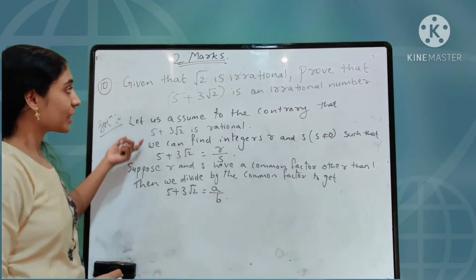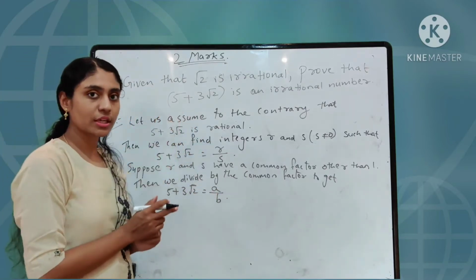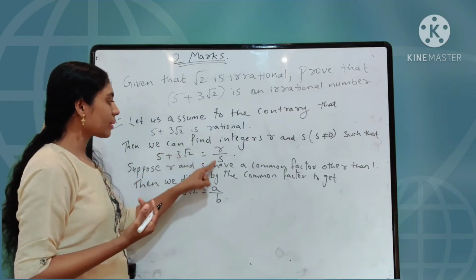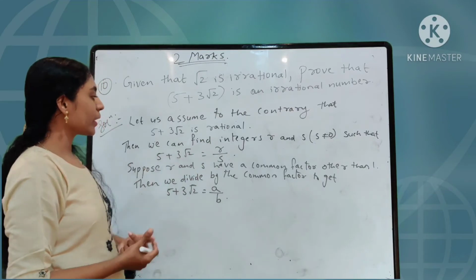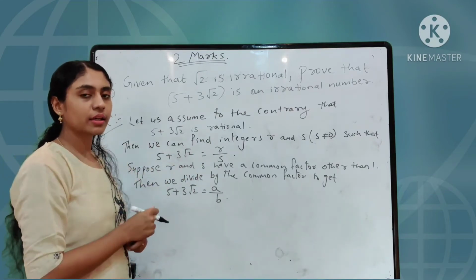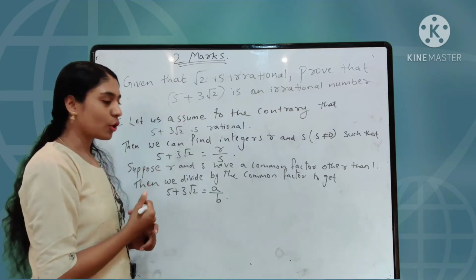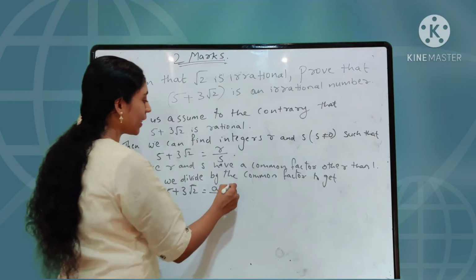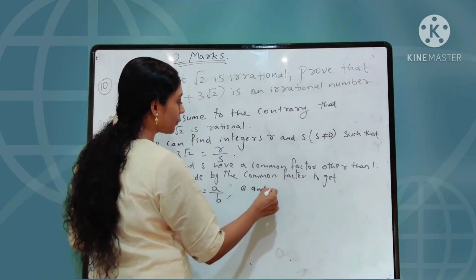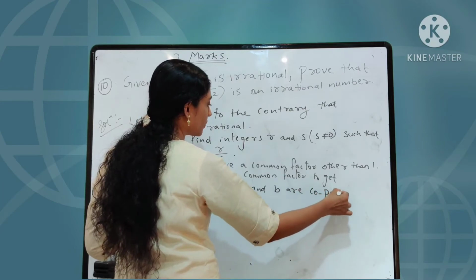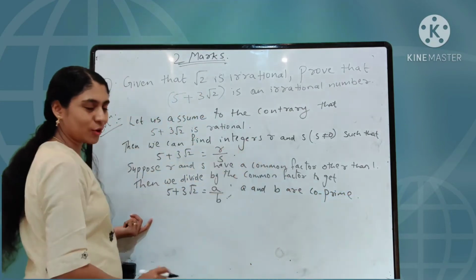Got it? First we are assuming that 5 plus 3 root 2 is rational, then we can find integers R and S where S is not equal to 0 such that R by S, the p by q form, is equal to 5 plus 3 root 2. Now we are assuming that R and S have a common factor other than 1, so we divide by that common factor to get 5 plus 3 root 2 equal to A by B, right? Where A and B are co-prime. We discussed the term co-prime, is it, friends?